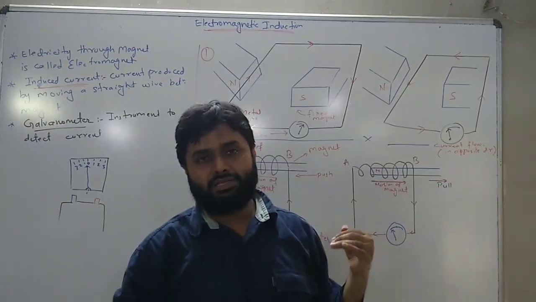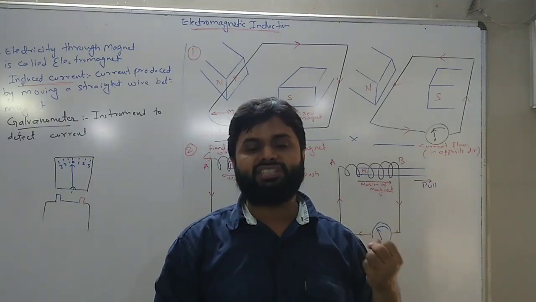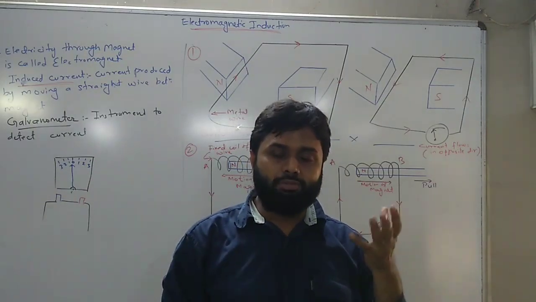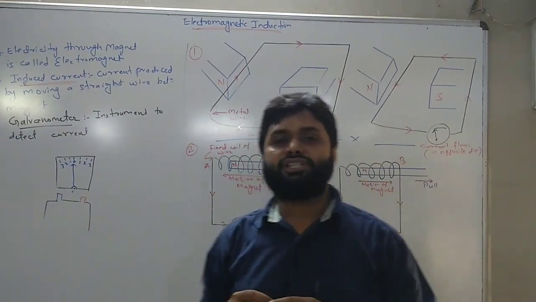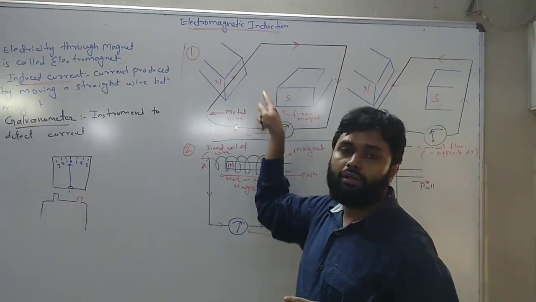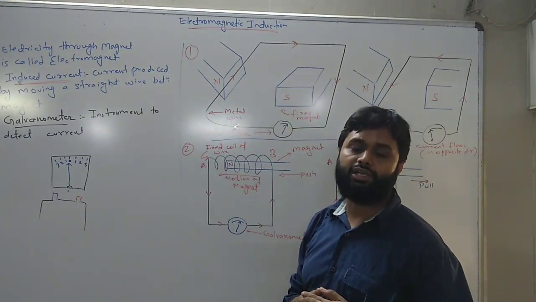Again, in nuclear power plants and thermal power plants, what do they all do? They take steam water. Due to the steam pressure, the turbine shaft is moved. The shaft makes the rectangular wire coil move, and that way they produce induced current.